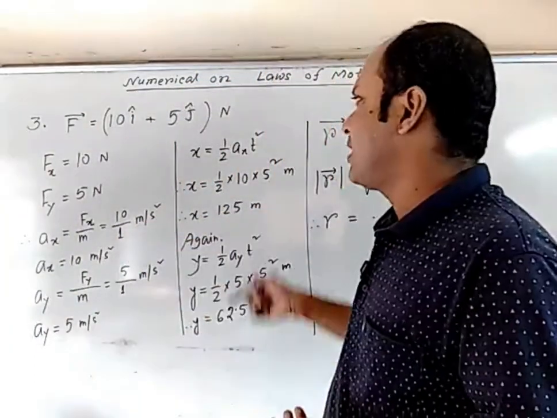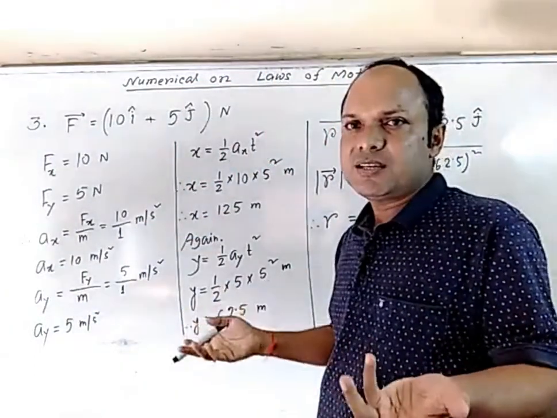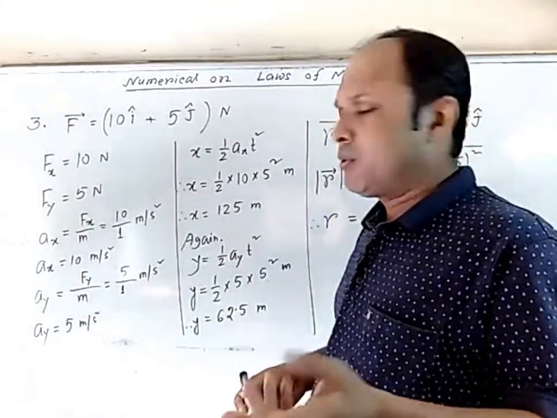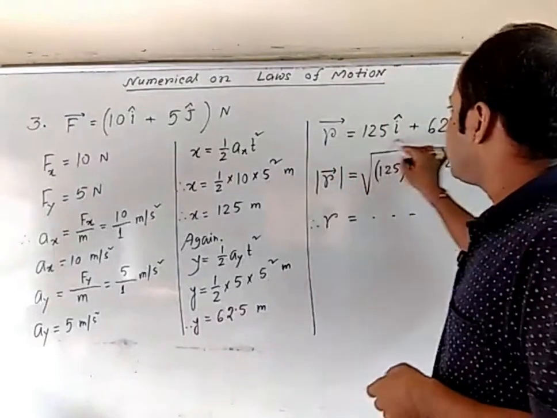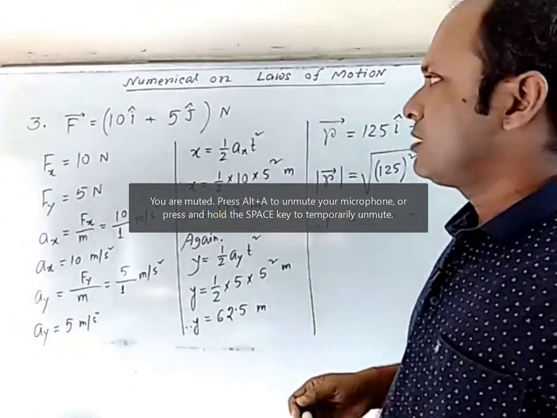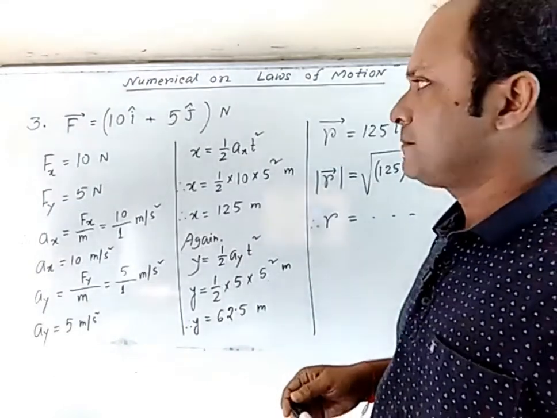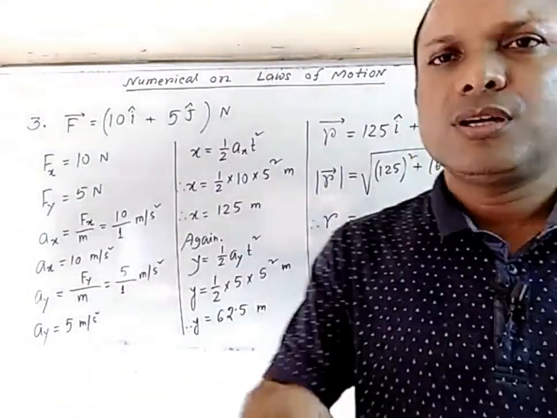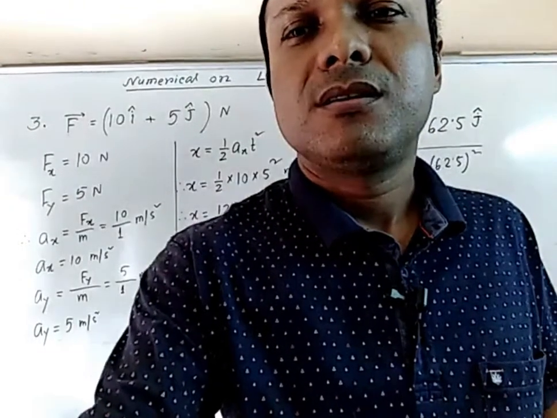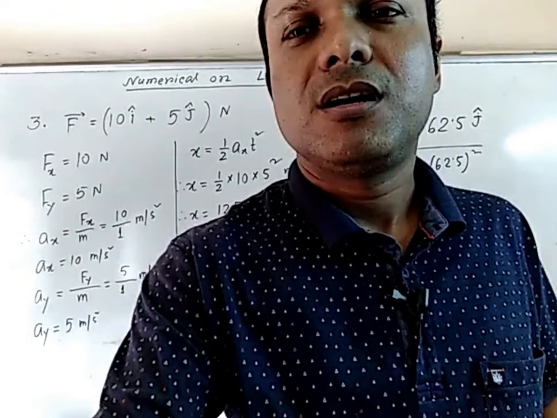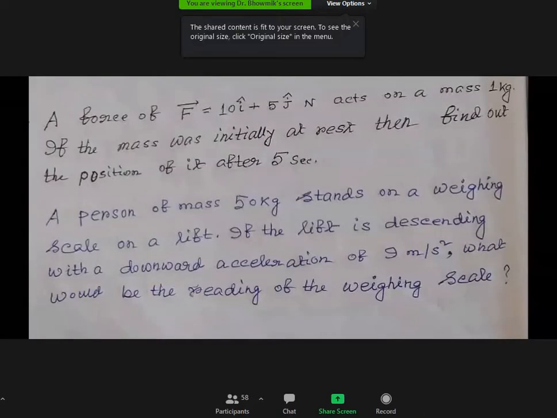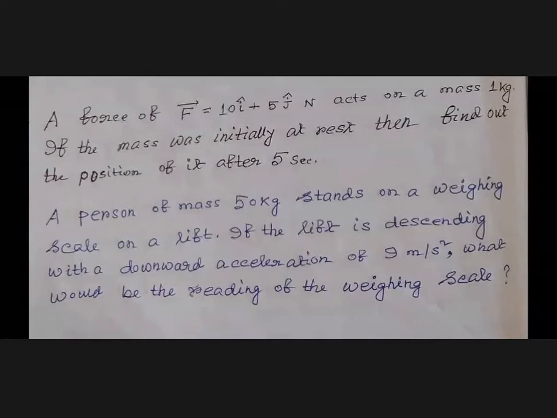And if you have acceleration, it is very easy to find the displacement along the x-axis and y-axis. In that way, this is the position vector of the particle or object. Clear? Now go to number 4, the next one. After number 4, we will start a new chapter, that is friction. So let me do another one.